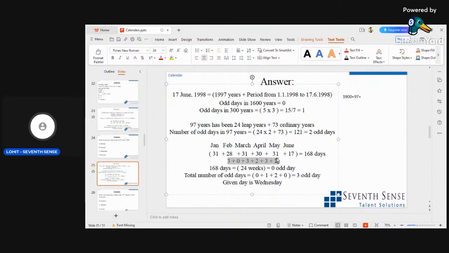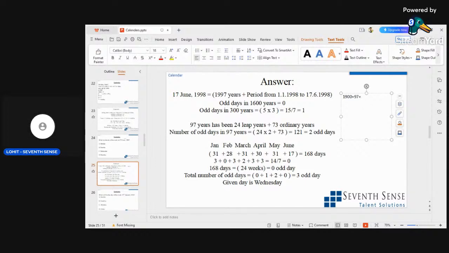If you add this, how much will you get? 3, 3, 6, 8, 11, 14. So the answer is 14. 14 divided by 7, the remainder is 0. Like this also you can do, or adding the days also. Whatever is easy for you, you can do that. After getting 0, you got the answer for this one. Now we are left with 1997. For 1900, you already got the answer.